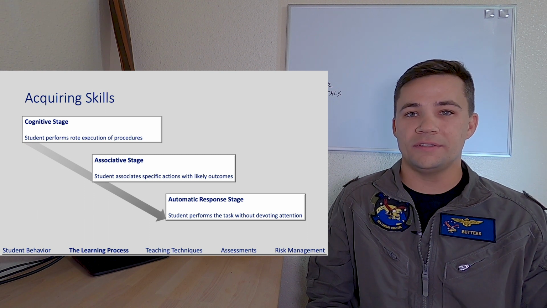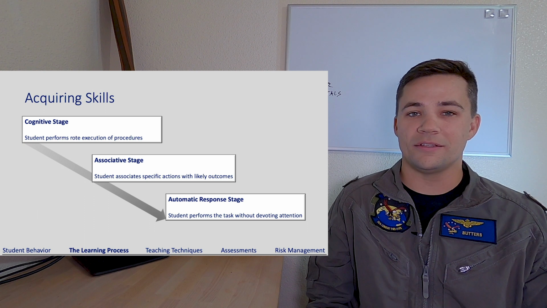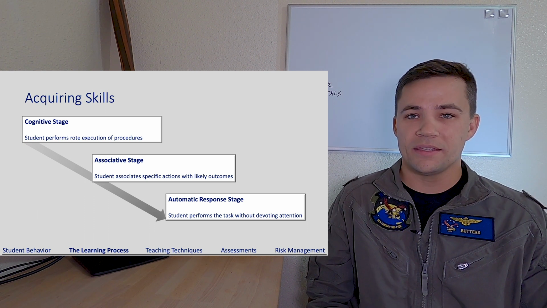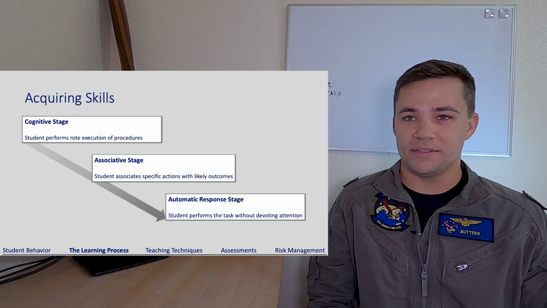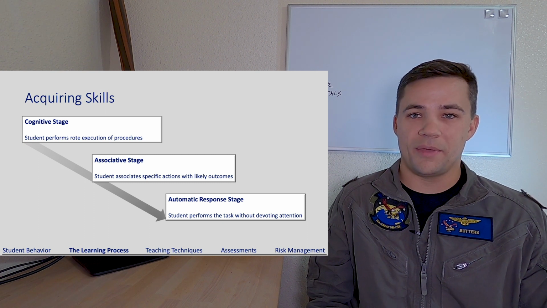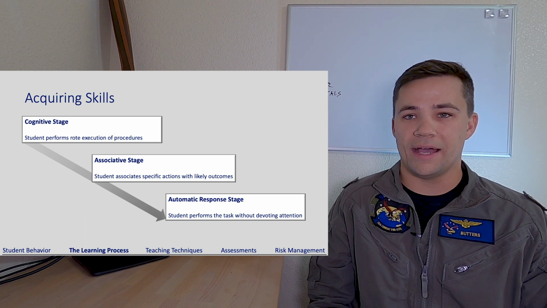That cognitive stage student, they just know the procedure, they're going to set whatever nose-up attitude was recommended from the pub every time, and in that high wind velocity, they may get hung up in a hover before they land, or they may end up executing some type of a wave off because they're not able to associate different types of actions with their likely outcomes.